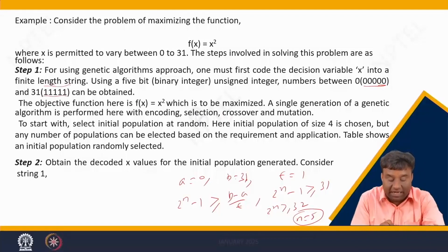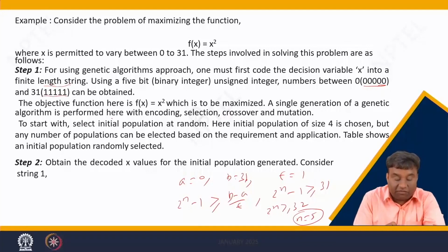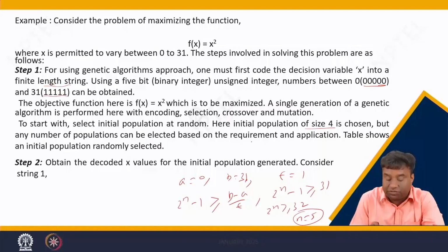The objective function here is f(x) equal to x square, which is to be maximized. So the string having the maximum value is more fit. A single generation of the genetic algorithm is performed. We are solving one generation with encoding, selection, crossover and mutation. To start with, select the initial population at random. Here the population size is 4, so we will take only 4 chromosomes. But any number of populations can be selected based on the requirement and the application.